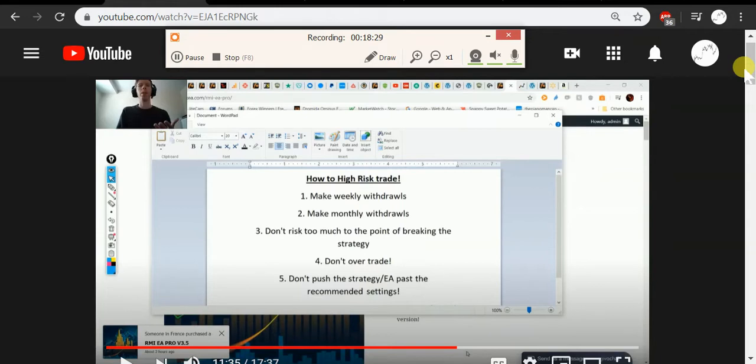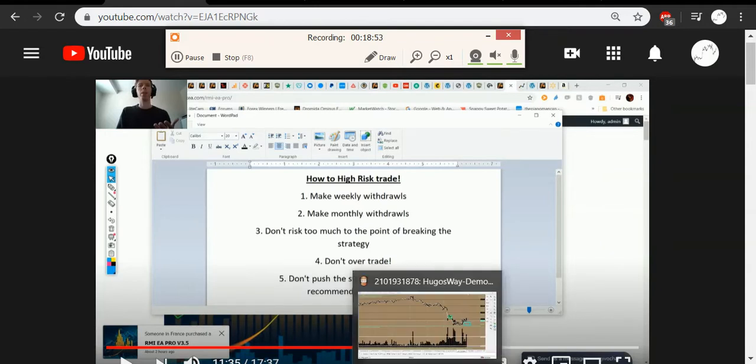So look at this. I like this checklist he has. How to trade high risk trades, but my favorite one here is don't push the strategy EA past the recommended settings. Sean, go easy on the EA. It looks tired. Get that EA a beer. Did you see how hard it's working? That's the whole point, man, is to have fun with these things.